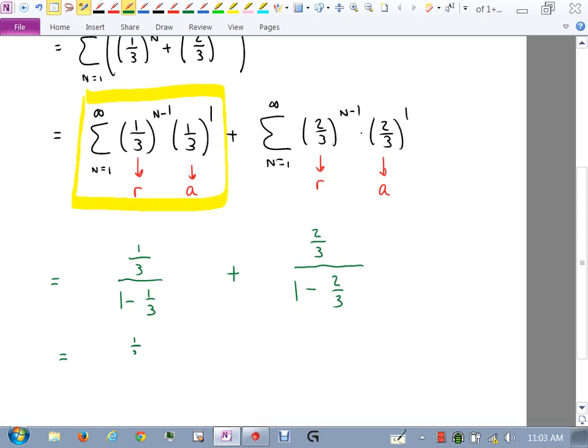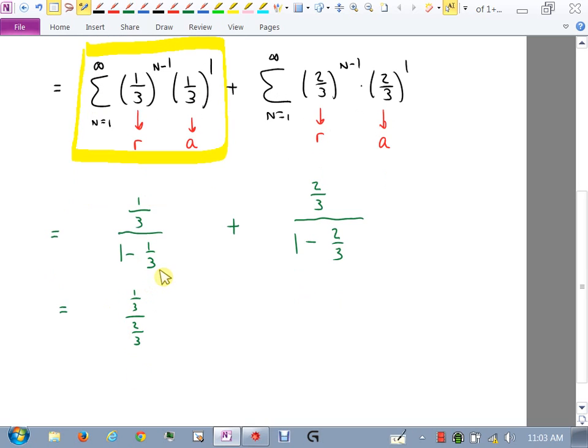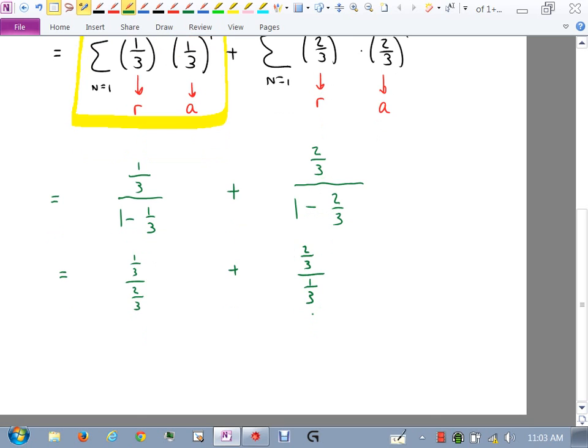I'm doing 1/3 divided by 2/3. Flip it, right? Flip this up, it becomes 1/2. This one is 2/3 divided by 1/3, and that's going to turn into what? 2. So you get 1/2 plus 2, which is 5/2.